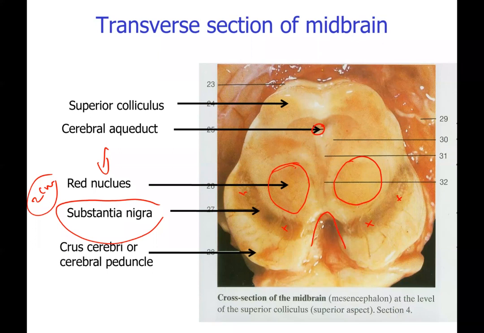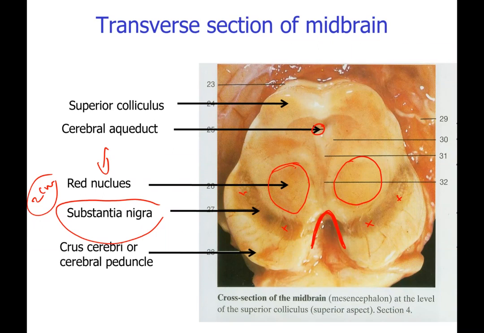And here, between the two cerebral peduncles, you call this area the interpeduncular fossa. There's a gap between the two cerebral peduncles. So this is all about the midbrain in its transverse section.